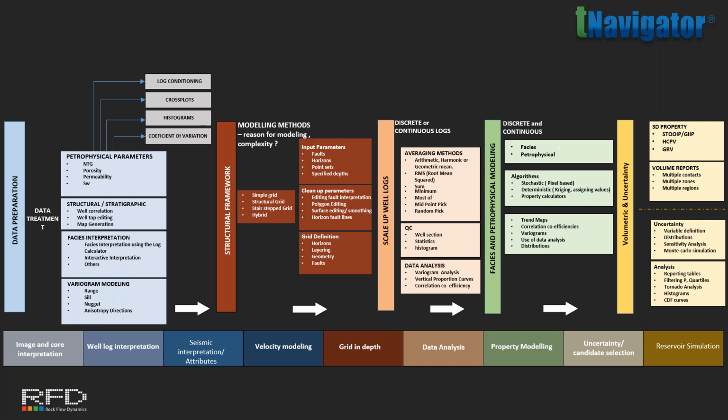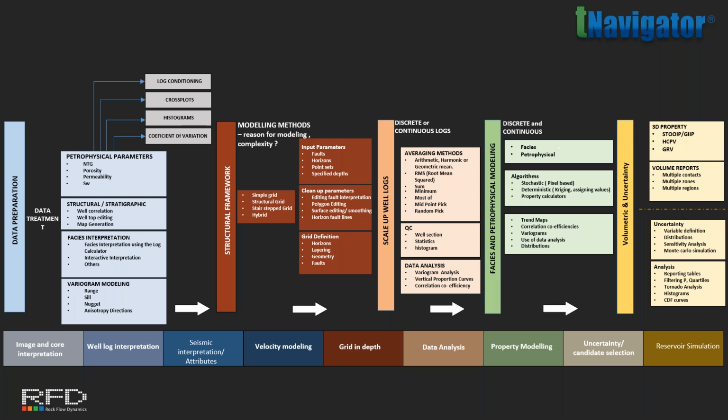Moving into our seismic interpretation, our attributes. And if not your seismic interpretation attributes, then into your modeling methods, creation of your simple grids, your structural grids, your stair-step grids and your hybrids, and also into some of your input parameters where we can model things from our original objects, such as our data, our faults, our horizons, our point sets, and we can start to clean up our horizons and our faults. Then we move into our scaling up of our well logs, and we can use our averaging methods. We can start to QC our well sections and our statistics, using our histograms and other tools.